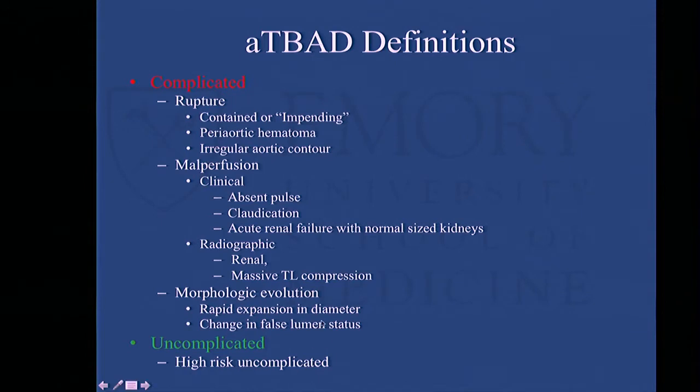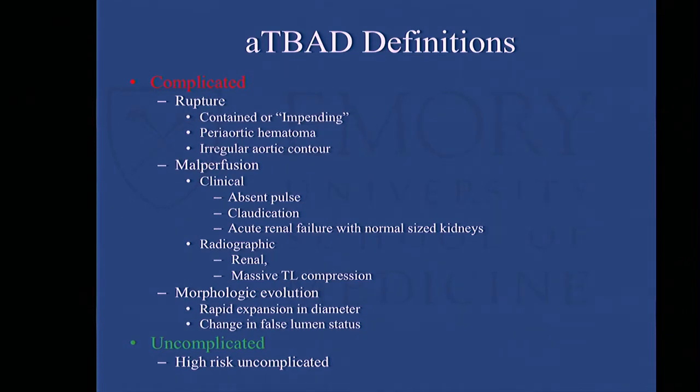So I have another category of complicated here, which is morphologic evolution. So if a patient comes in, they don't have rupture, they clinically don't have malperfusion, radiographically have malperfusion, they are super hypertensive, and they're usually in the hospital with us about a week. And it usually takes at least four blood pressure medications to control their blood pressure. And during that time, I will repeat their scans at least once, maybe twice. And if I see any morphologic change in the false lumen or rapid expansion in the diameter, that, to me, is a bad predictor, and we will stent them.